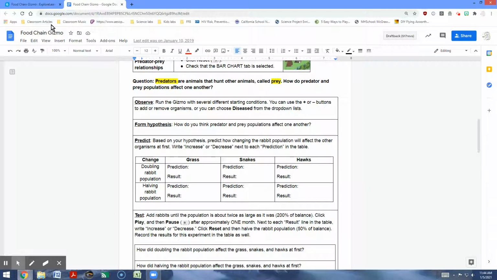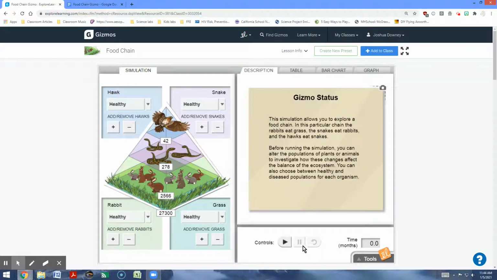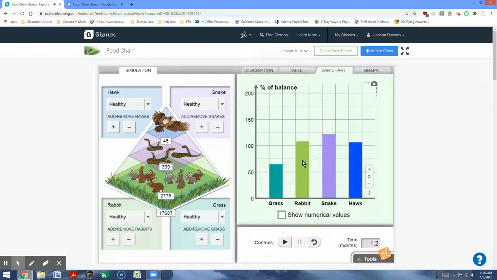Okay, now to test these, we'll go back over here, make sure they're set up, and we'll start off with double. So 2,500, that's about 5,000. So we'll get about 5,000. There we go. And we'll let it go for a month. All right, we let it go for a month. So in that time, now we need to look. What happened to the hawks? We go through and look. Well, what happened to the grass? Well, the grass decreased. Rabbits, obviously, they decreased because we started at 200%.